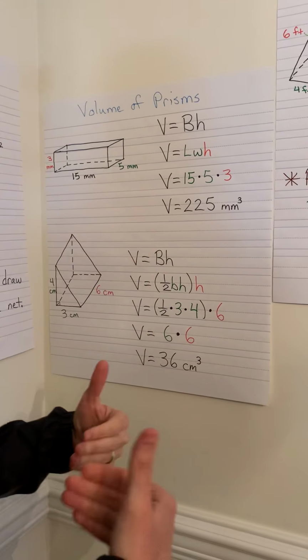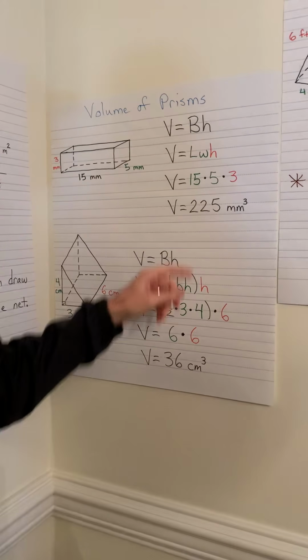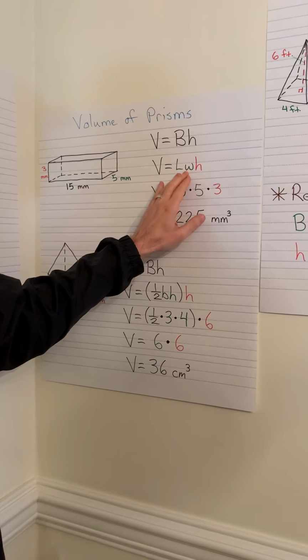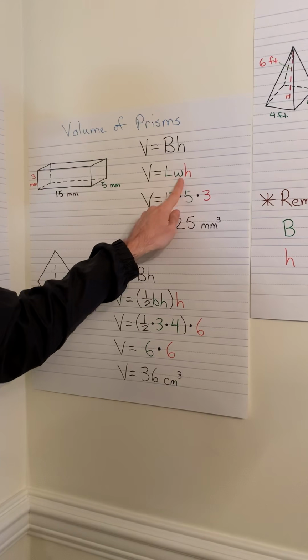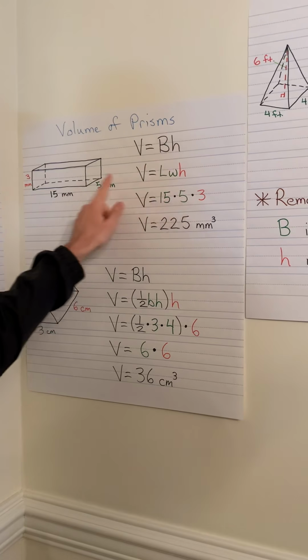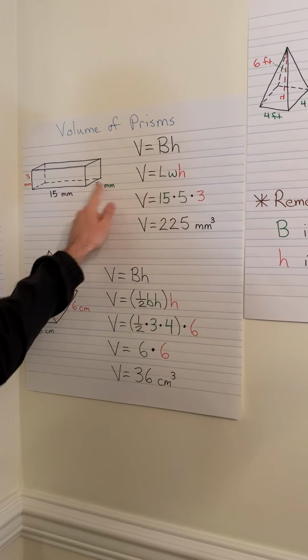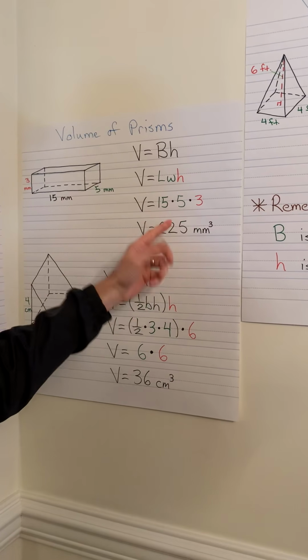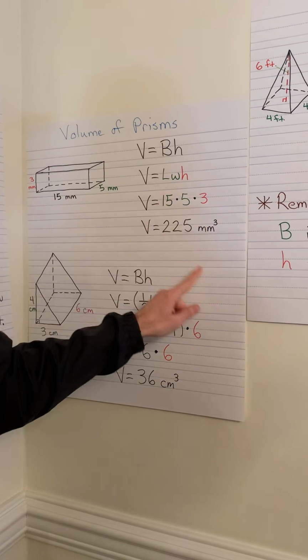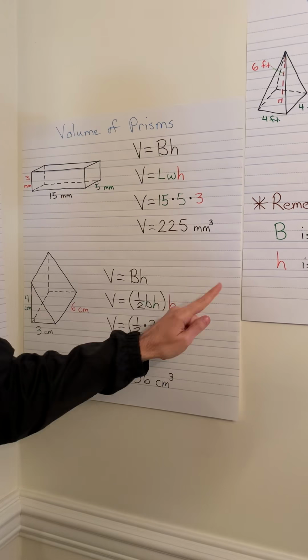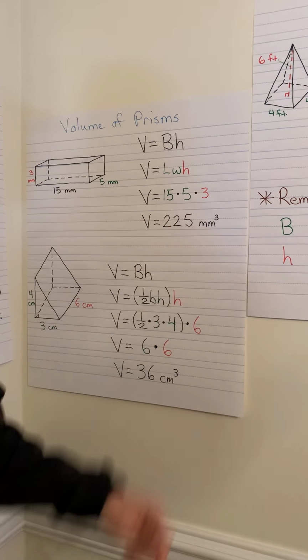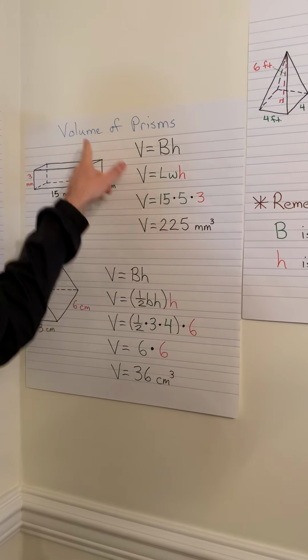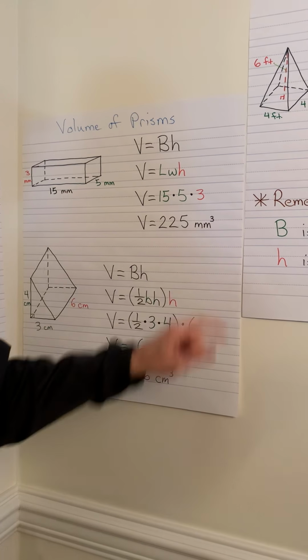So this is a rectangular prism. That means the area of the base is going to be how to find the area of a rectangle. So that's why we're doing length times width right here. And then the height is going to be the height of this prism here, which will be the 3. So length and width will be the 15 and 5, height being the 3 over here. Once you plug in these numbers, simply multiply length times width times height. So 15 times 5 times 3, multiply those 3 numbers to get 225 cubic millimeters. Remember, for volume, it's going to be cubic units, so cubic millimeters there.